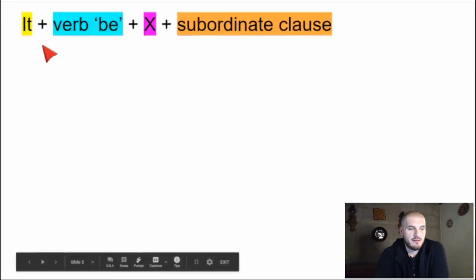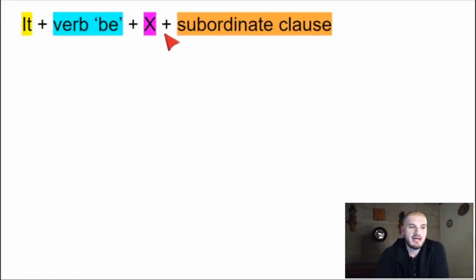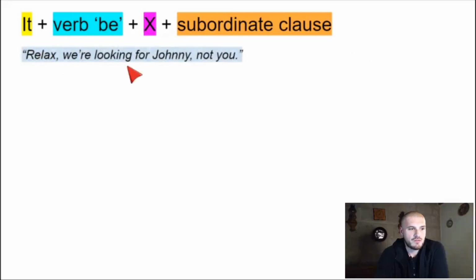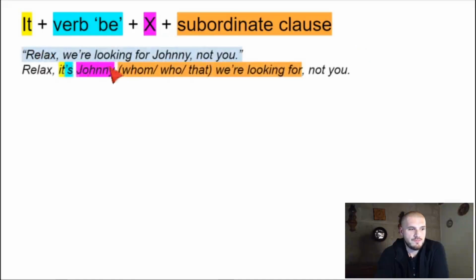So the most common type of cleft sentence is it plus a verb to be plus the focus that you want and then the rest of the clause, okay? So "Relax, we're looking for Johnny, not you" would become "Relax, it's Johnny we are looking for, not you," okay? So it is Johnny that we are looking for, not you.